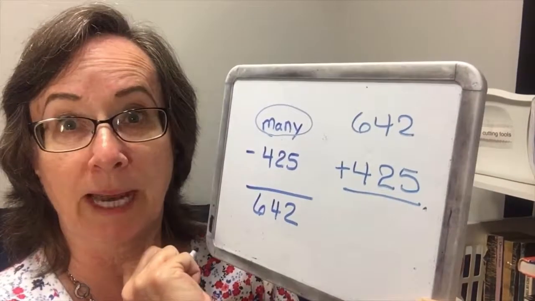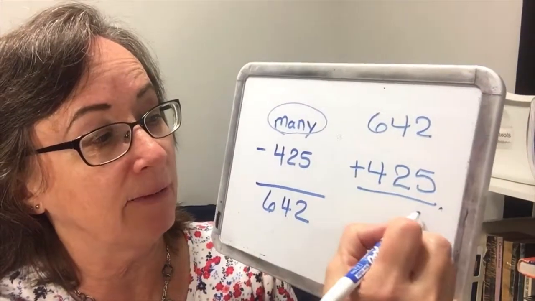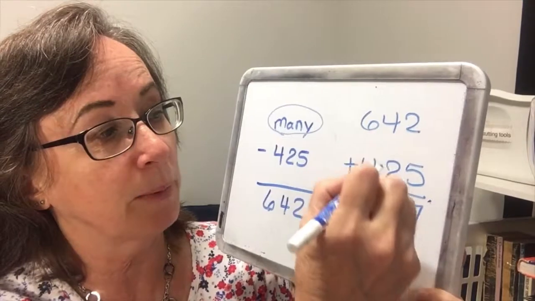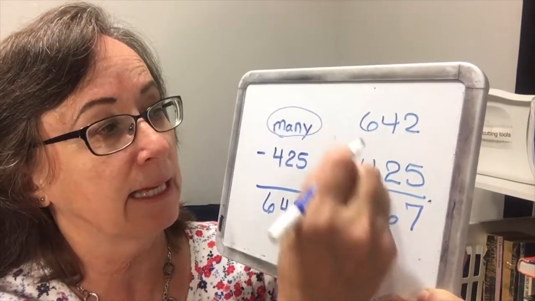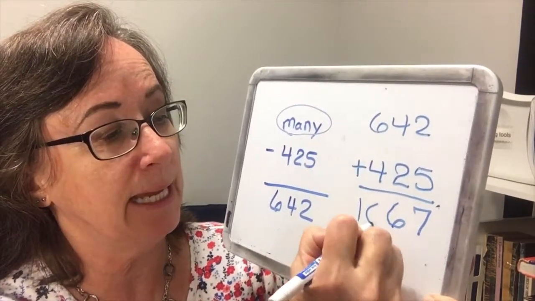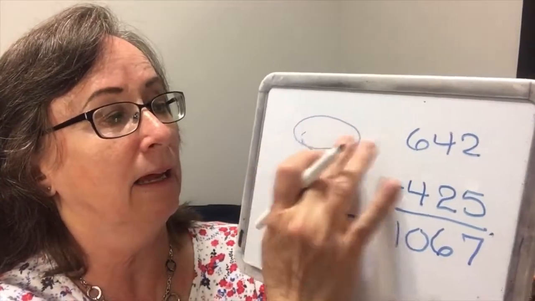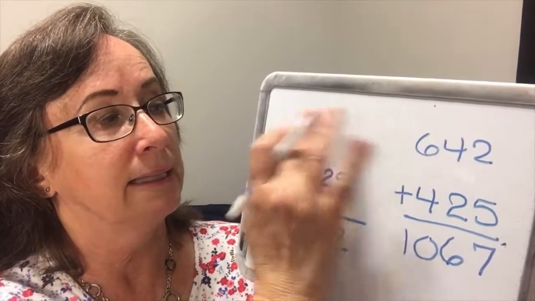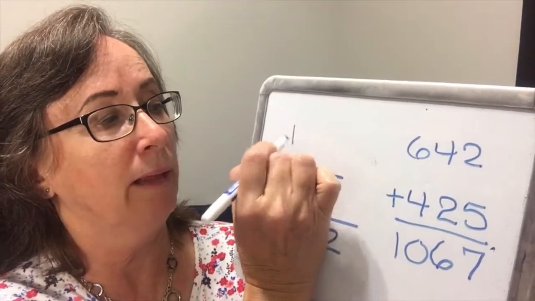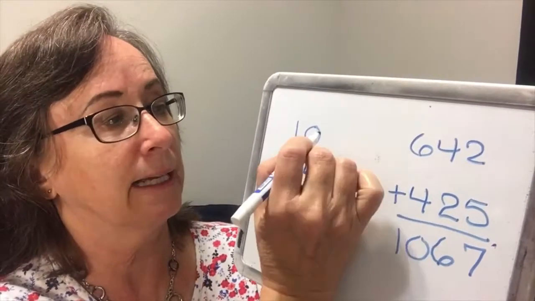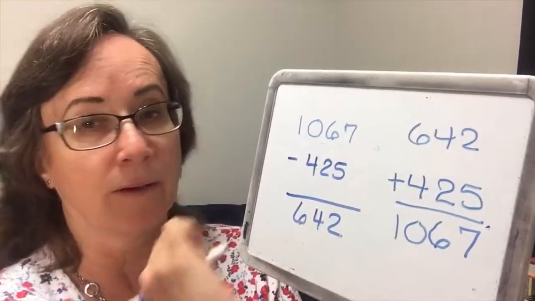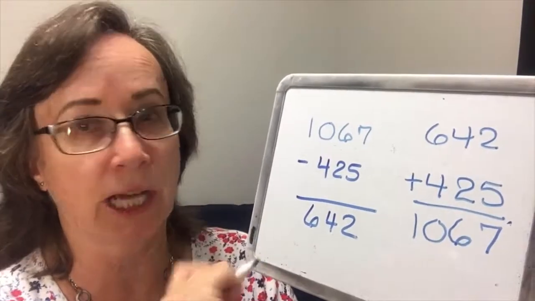So then when I add those together, 2 plus 5 is 7. 4 plus 2 is 6. 6 plus 4 is 10. And then our many ducks seems to be 1,067. Okay, so we're going to put it up there and we're going to check it.